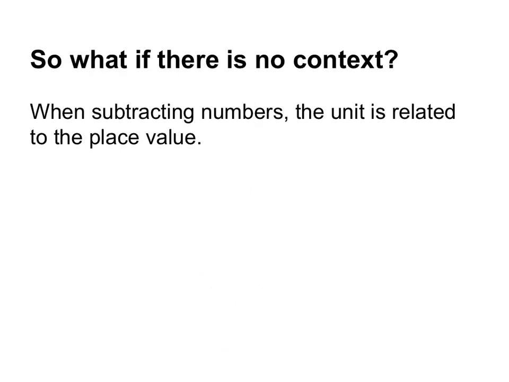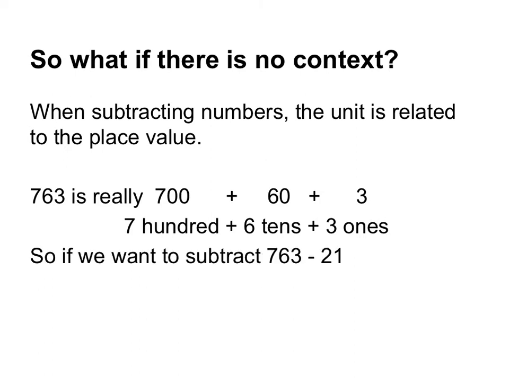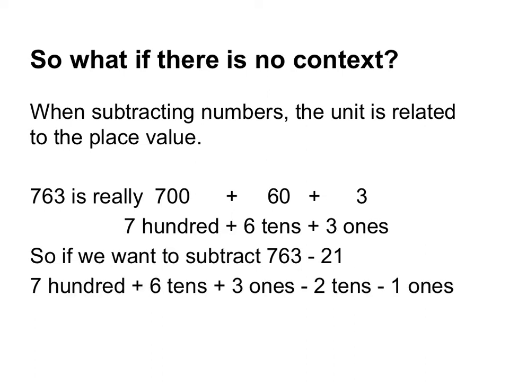So if there is no context, and this is going to happen a lot, when we're subtracting numbers in decimal form, then the unit is related to the place value. So 763 is really 700 plus 60 plus 3, which is the same as 700s plus 6 tens plus 3 ones. So if we want to subtract 763 minus 21, that's 700, 6 tens, 3 ones, minus 2 tens and 1 one.